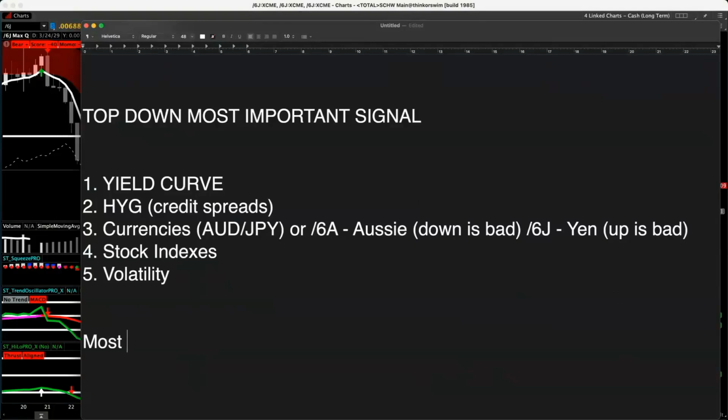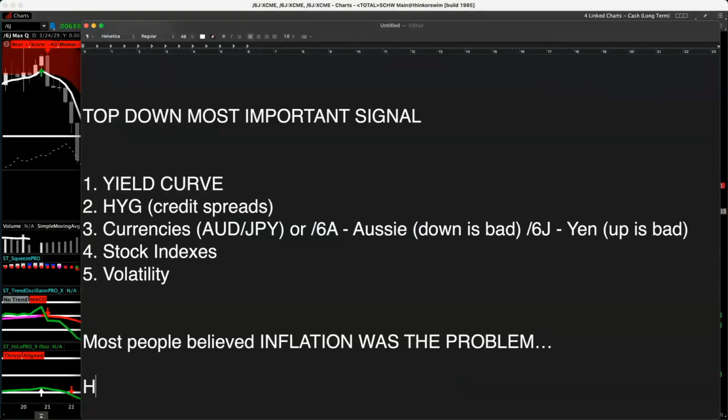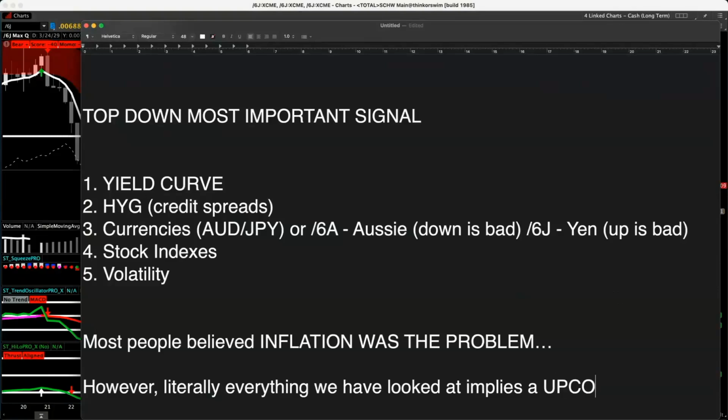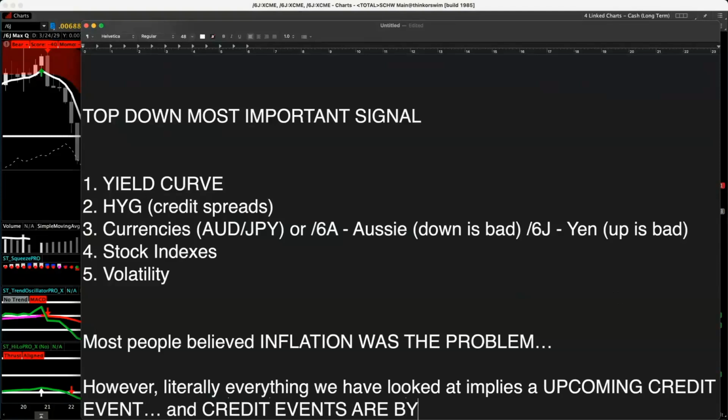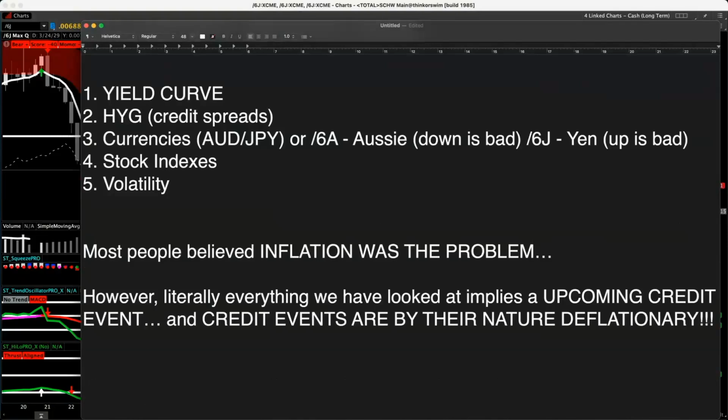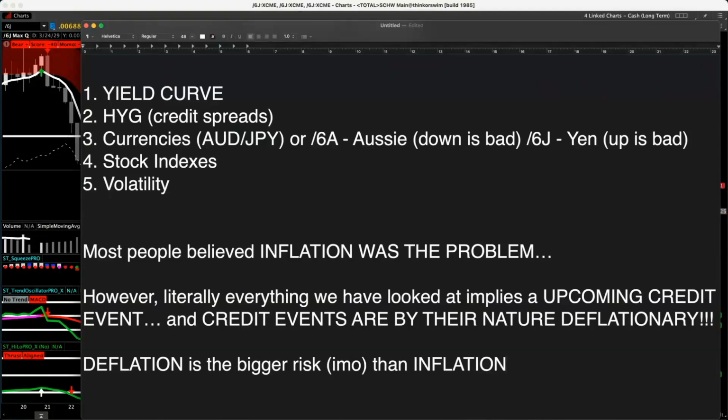So most people believed inflation was the problem. However, literally everything we have looked at implies an upcoming credit event. And credit events are by their nature deflationary. Right? That's important. It's hard to have inflation when the entire system's getting sucked into a black hole essentially. So deflation is the bigger risk, in my opinion, than inflation by far.